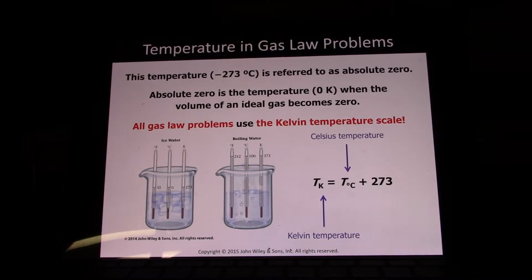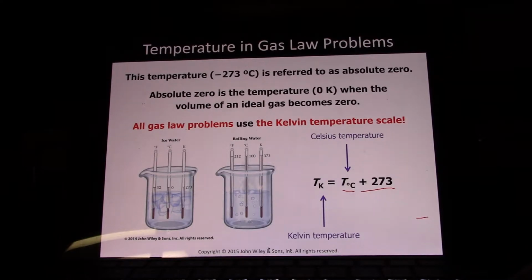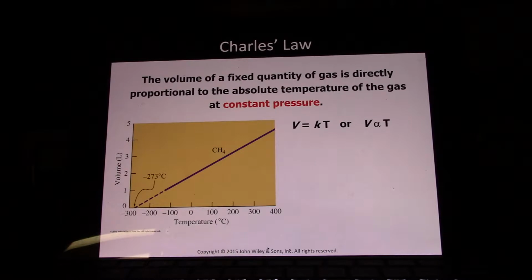And so here we see you take the degrees Celsius plus 273 to get the Kelvin temperature, like we remember doing in previous chapters when we learned our temperature conversions. So 0 Celsius is 32 Fahrenheit is 273 Kelvin. For gases, you must always use Kelvin temperature.